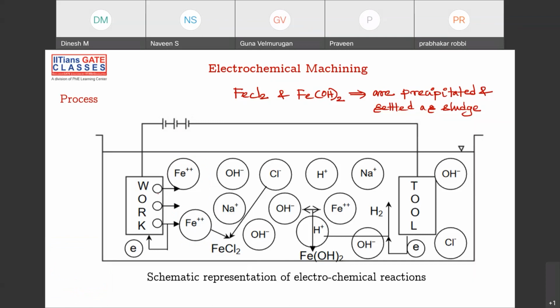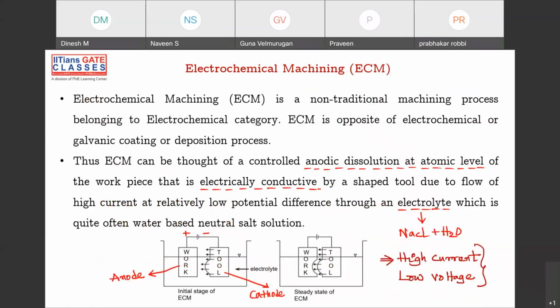Okay, fine. So you can see here this FeCl2 and Fe(OH)2. How is the required shape achieved? Because you are making your tool in this kind of a shape, so that the negative will be formed here. That is how your required shape is achieved. Is it okay, Ravi?